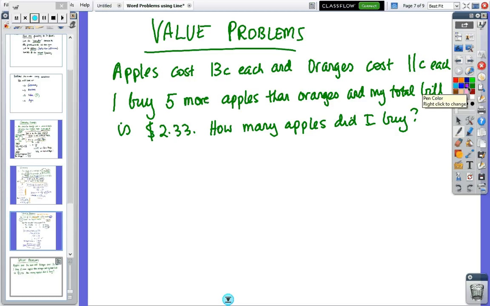Okay, so now we're looking at money questions. Apples cost 13 cents. Well, I don't think they do, but anyway. And oranges cost 11 cents. I buy 5 more apples than oranges. How many apples did I buy?